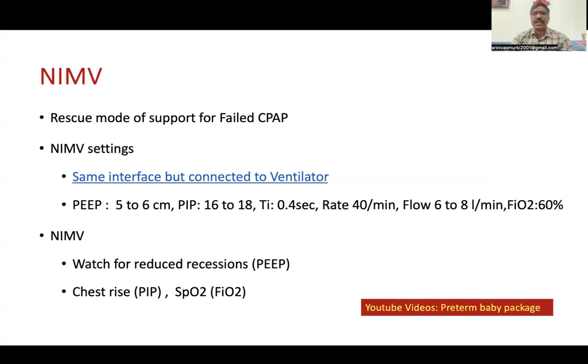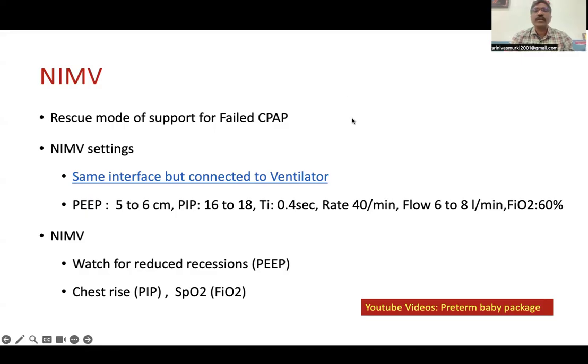The commonest indication for nasal IMV is rescue CPAP. The settings of nasal IMV are exactly like IMV settings. So you start with a PEEP of 5 or 6, because you had a PEEP of 7 on the bubble CPAP.